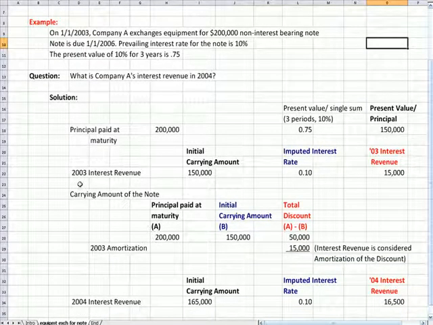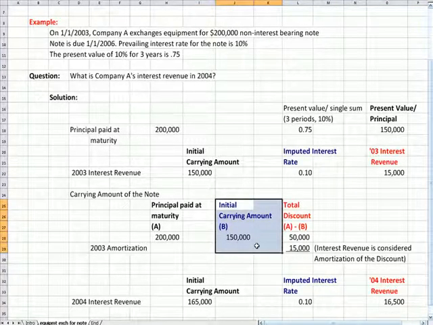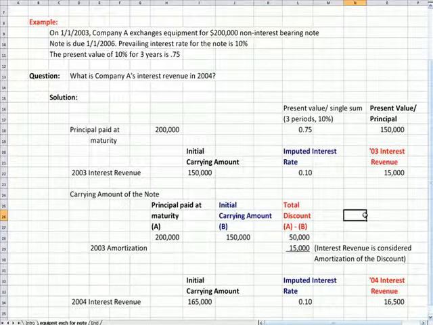Because what happens between 03 and 04 is that the carrying amount of the note is going to change. The initial carrying amount was $150,000. Here's the tricky part. That interest revenue is also considered amortization of the discount. What you will see in some textbooks is that interest revenue is going to be subtracted from the total discount on the bond. And that means that if we subtract it from the discount, we're going to add it to the carrying amount, and that's how we amortize.